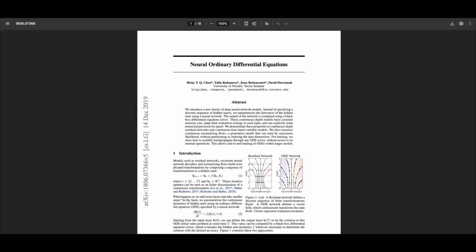Hey everyone, today I want to talk about a very interesting paper, Neural ODE. It was the recipient of the Best Paper Award at NeurIPS 2018.